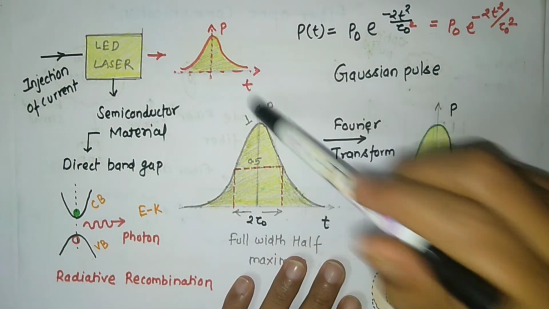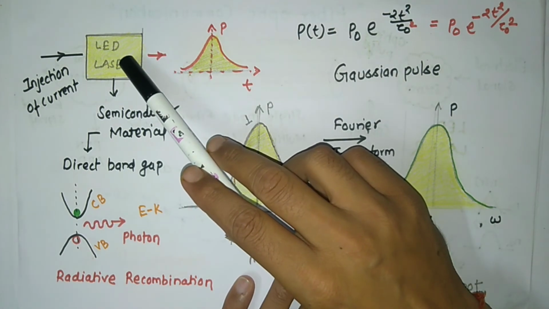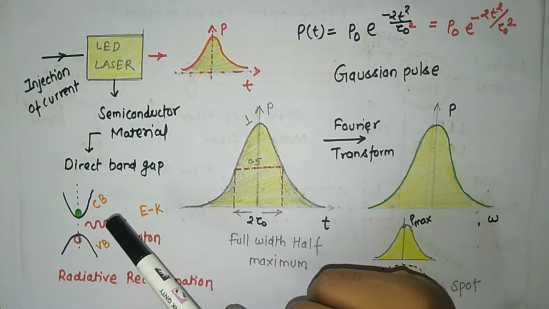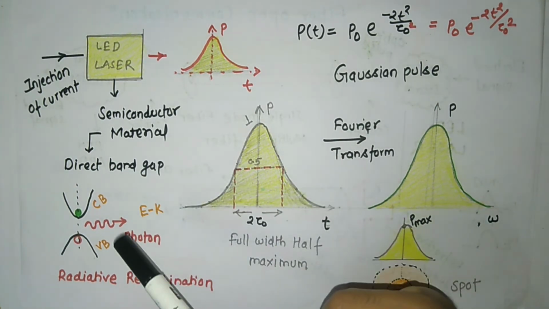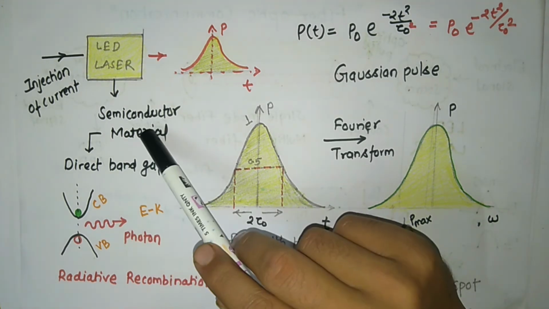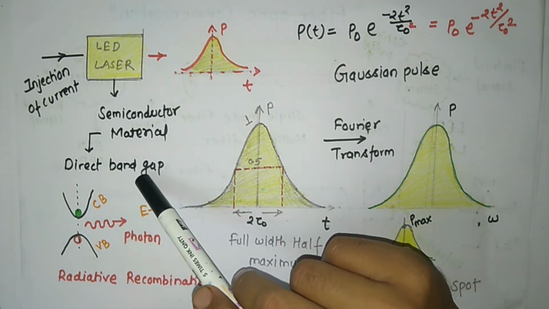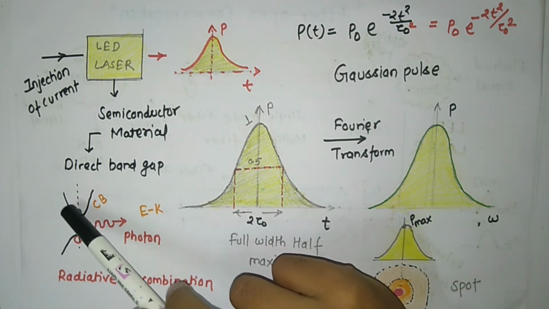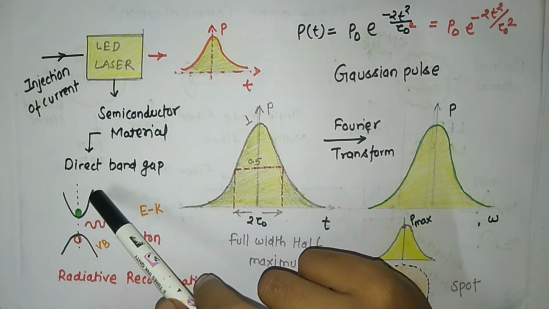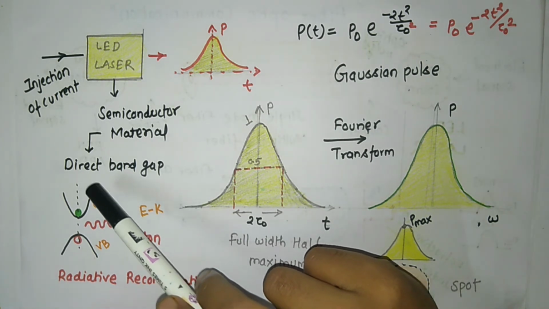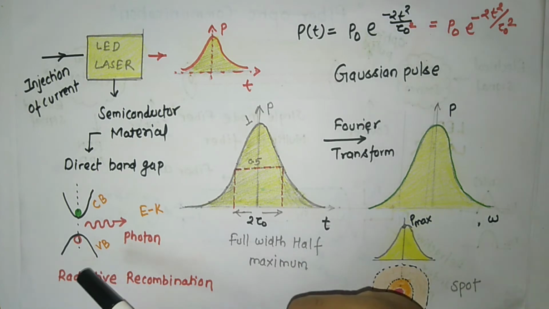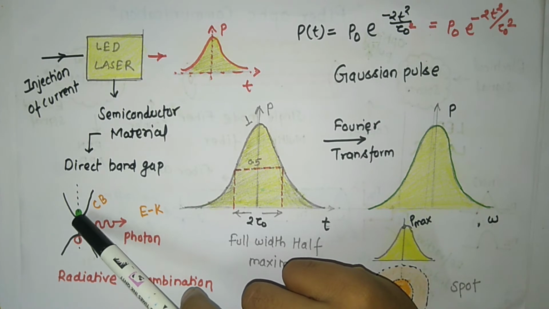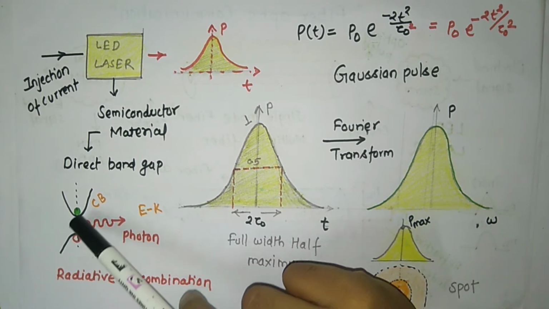I'll discuss later. But what are the example of optical source? LED and laser are the best example of the optical source, which is made by the semiconductor material. But this semiconductor material must be a direct bandgap semiconductor material. So what is direct bandgap semiconductor material? In any energy band diagram, you see two types of band. One is conduction band and another one is valence band.